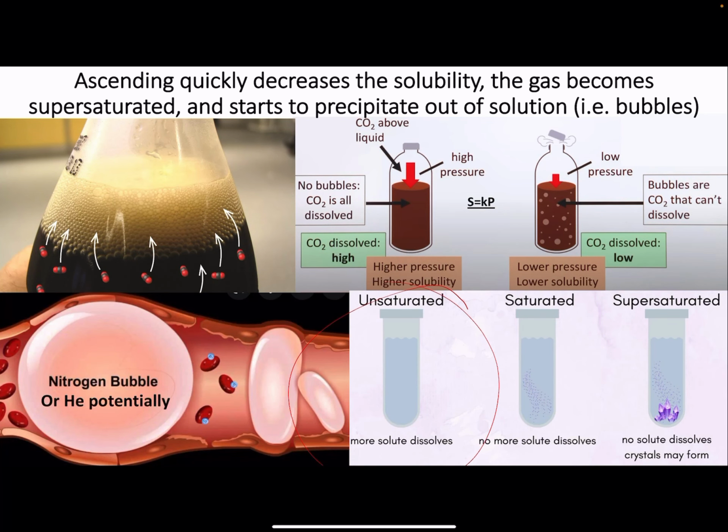You have an unsaturated solution, a saturated solution, and a supersaturated solution. In supersaturated, the concentration is higher than what wants to fit in the solution, and so it'll start to precipitate and form crystals. Here, instead of precipitating and forming crystals, it'll form bubbles.